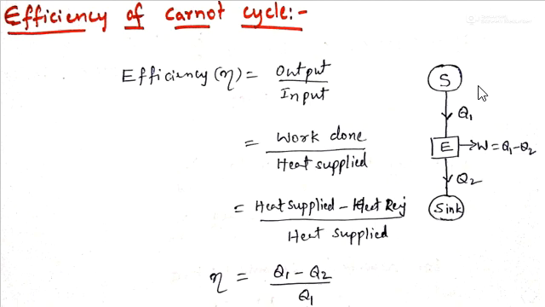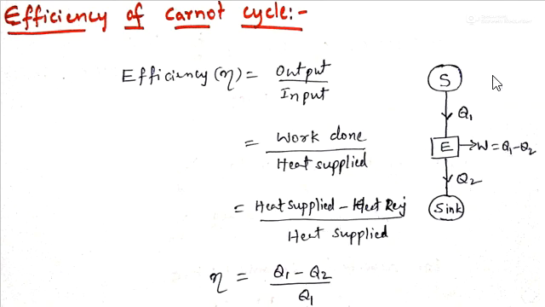For this engine, by applying the Carnot cycle, we have to find out that cycle's efficiency. Here, output will become work done and input will become heat supplied, and work done we can write as heat supplied minus heat rejected.